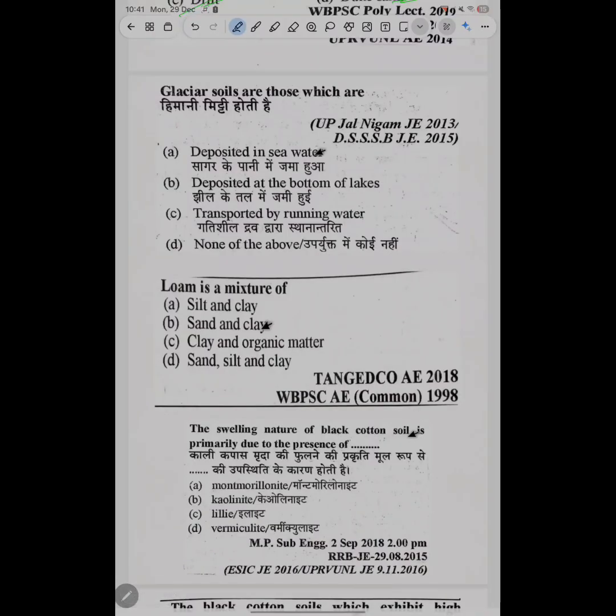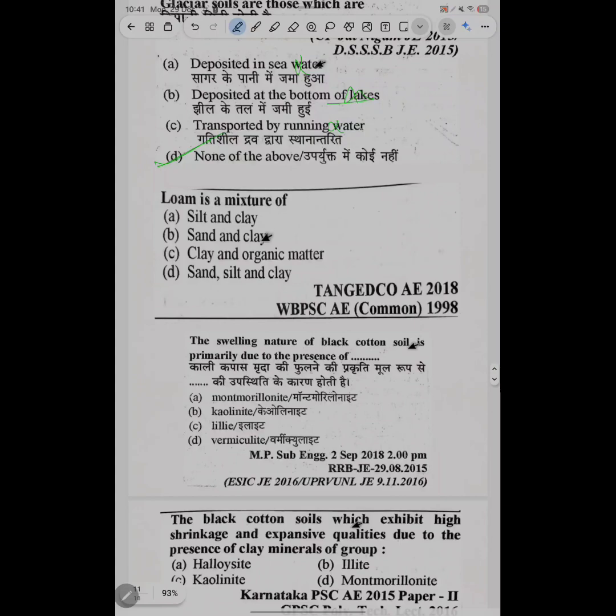Glacier soils are those which are deposited by glaciers. In seawater is marine soil, bottom of lakes is lacustrine soil, by running water is alluvial soil. None of the above is the correct answer. Next, loam is a mixture of sand, silt and clay of almost the same proportion, also called garden soil. Okay, sand, silt and clay.